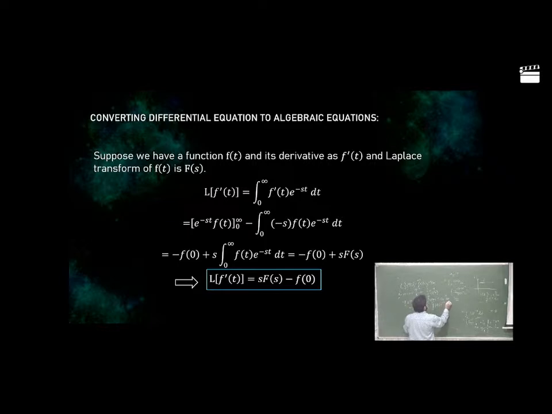Can you tell me what this term is? Yes, Laplace of f(t) equal to F(s). So basically you are getting Laplace of f dash t equal to sF(s) minus f(0). This is for the first derivative, where we have only f dash t. Similarly you can go for f double dash, f triple dash, up to f^n. Any doubts in this derivation?